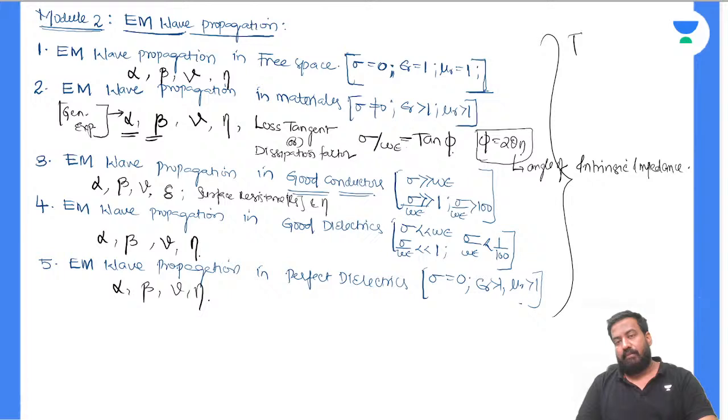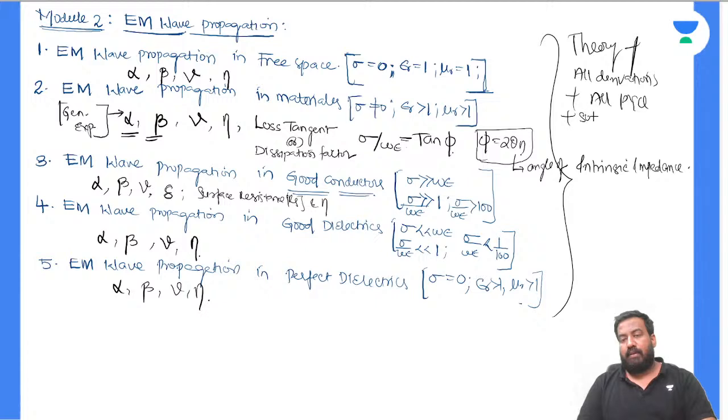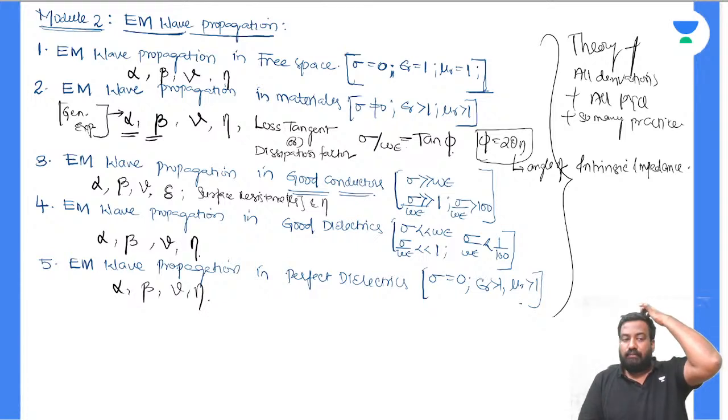Complete theory, all derivations, all previous year questions. So many practice questions we had covered here in these 5 topics, and detailed analysis of this EM wave propagation was also done with a comparison table. Please go through the EM wave propagation series for detailed explanation about these concepts. Clear?